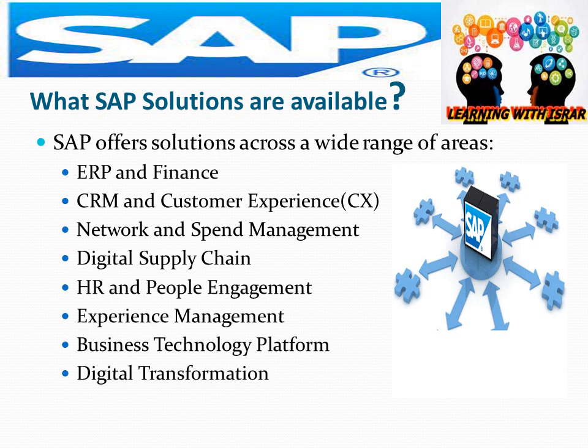So these are some of the SAP solutions which are available. They are like ERP, which I mentioned already, finance, customer experience and CRM, then network and spend analysis, spend management, digital supply chain, HR and people engagement, experience management, business technology platform, and then digital transformation. So you have seen that it has all kinds of solutions for business in supply chain management. For this reason, it is very important. And SAP is even the name of the company now which is making these solutions. So it is not only a software, it is also the name of the business which is developing this software.